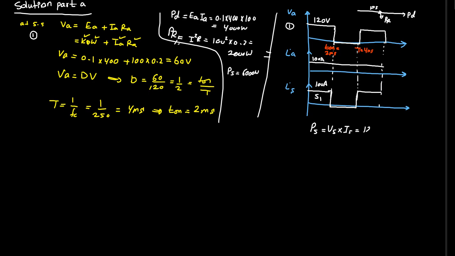Or someone will say that the power for the supply will equal V supply multiplied by I supply. This is given 120 multiplied by the average value of this one. This is the area, so it will be T on over T multiplied by this one. So it will be 1 over 2 multiplied by 100, and if we do the math, this will equal 6 kilowatt.